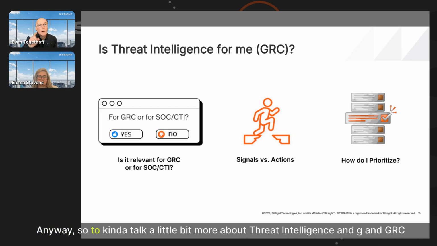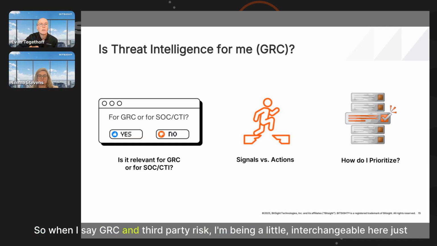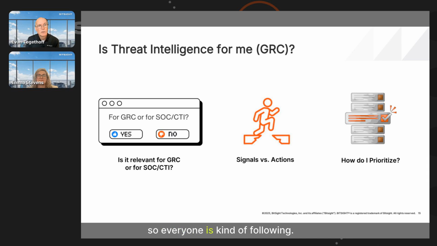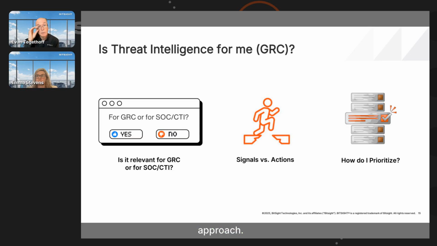Anyway, to talk a little bit more about threat intelligence in GRC or in third-party risk. When I say GRC and third-party risk, I'm being a little interchangeable here, just so everyone is following. GRC, maybe think of it as the mindset, third-party risk as being the team and the approach.